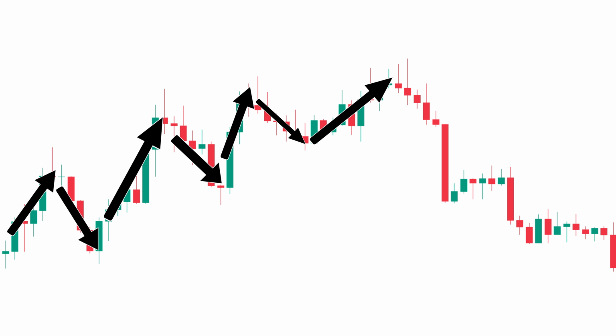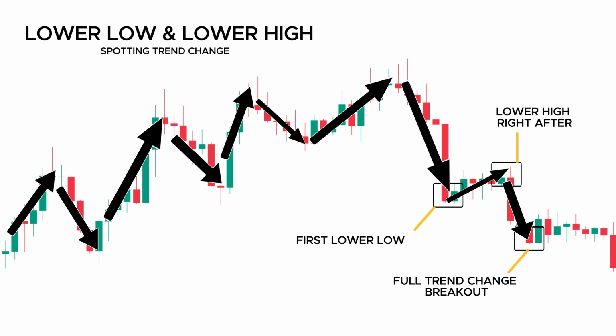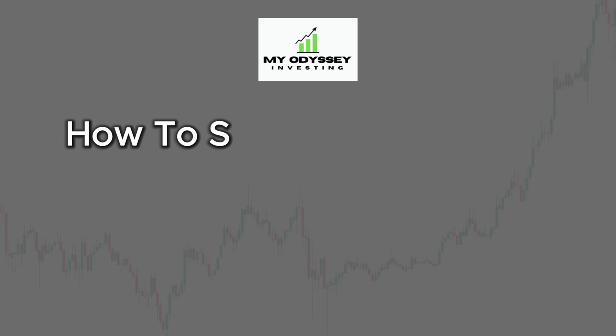Next, the higher highs and higher lows that formed before you have a lower low followed by a lower high and then a pullback before a full trend change breakout. How to spot a downtrend.